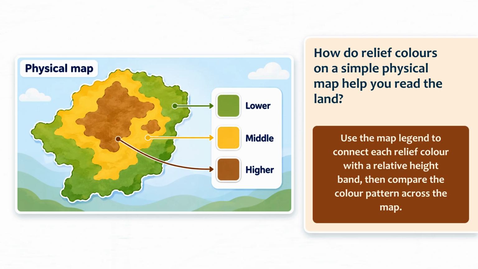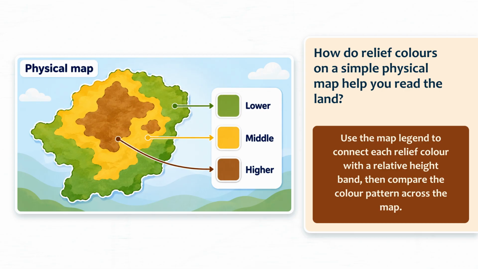How do relief colors on a simple physical map help you read the land? Follow the color link step by step. Use the map legend to connect each relief color with a relative height band, then compare the color pattern across the map. The legend turns color into usable relief information.